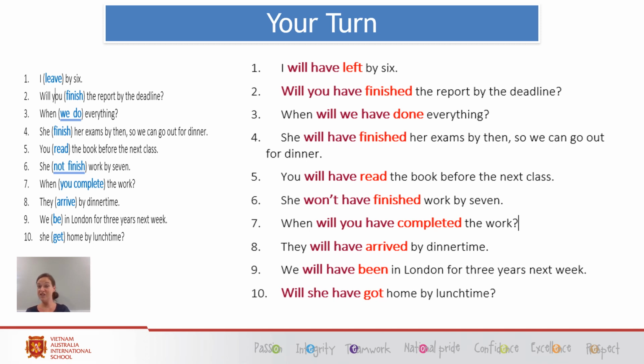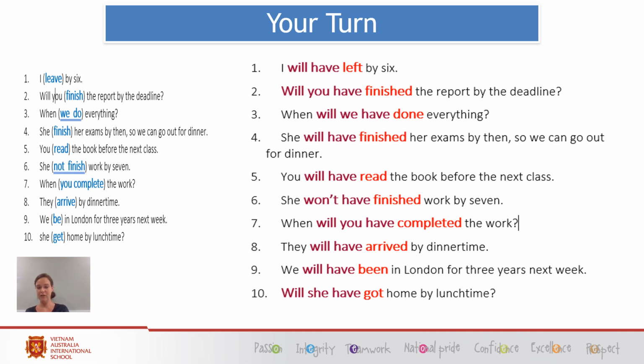This one is a question, so again, a bit more tricky, but if you look at it, it's exactly the same. The bright red is the past participle of the verb, and we have the future auxiliary with will you have. So will you have finished the report by the deadline? Number 3, when will we have done everything? Number 4, she will have finished her exams by then, so we can go out for dinner. Number 5, you will have read the book before the next class.